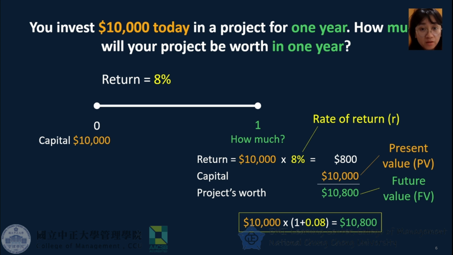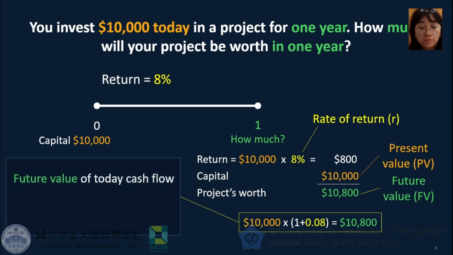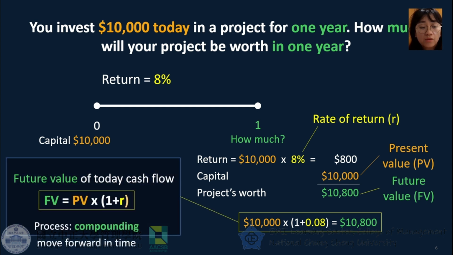And from here, we can derive a general formula for calculating the future value of today's cash flow. Future value equals present value multiplied by (1 + r). This means we take today's value and grow it forward. This process of moving forward in time is called compounding.